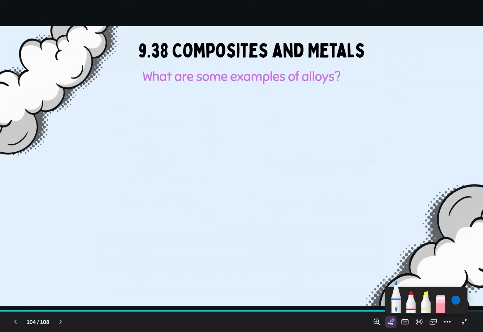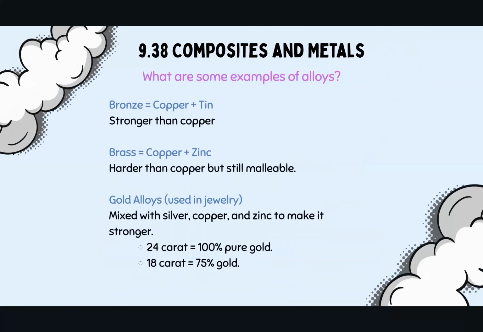Okay, composites and metals. So let's look at some examples of alloys. Bronze is made of copper and tin. Brass is made of copper and zinc. Usually when you add two different metals, the alloy that's made takes properties and qualities from both. So here brass is harder than copper, but it's still malleable.